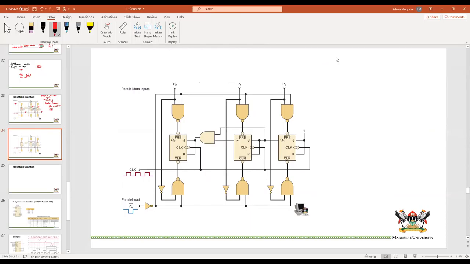So what we want to see is we have added NAND gates. And here we have added NAND gates. We still have our clock clocking all of this synchronously, and we have a parallel load input, meaning that this parallel load input is active low. It is usually high, it goes low when we want to parallel load or when we want to preset the counter, and then it will go back high. And so we only put it low when we want to parallel load.